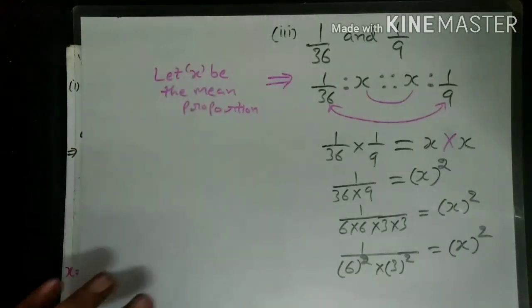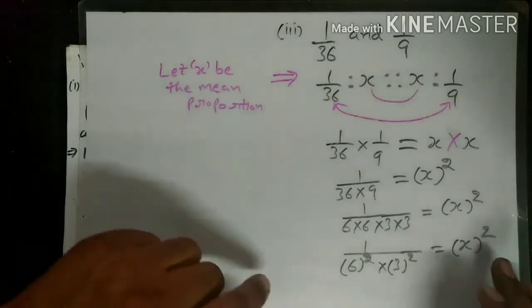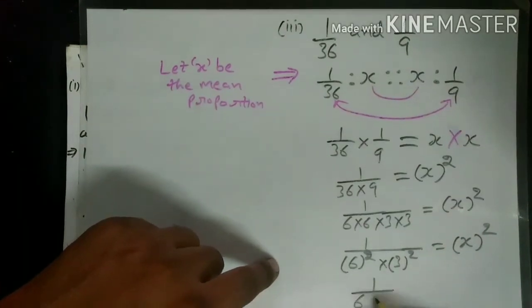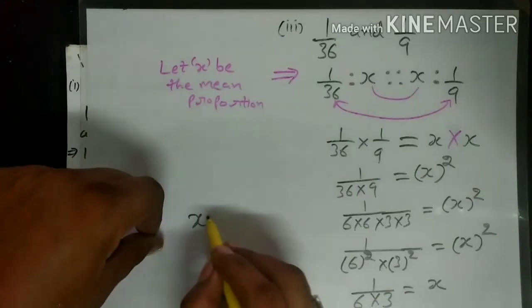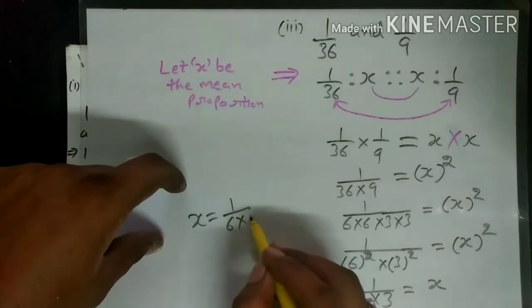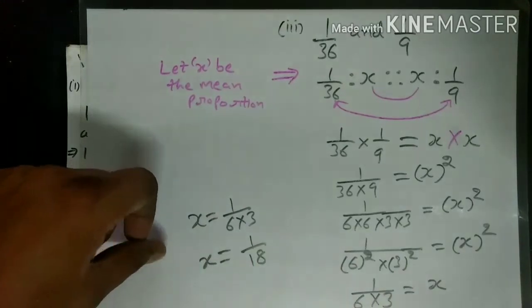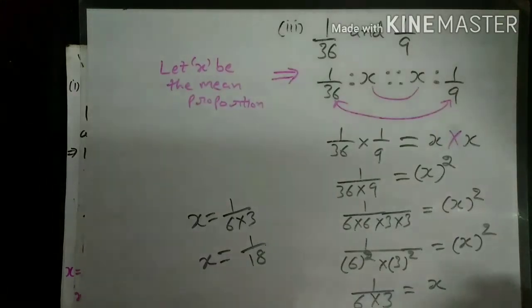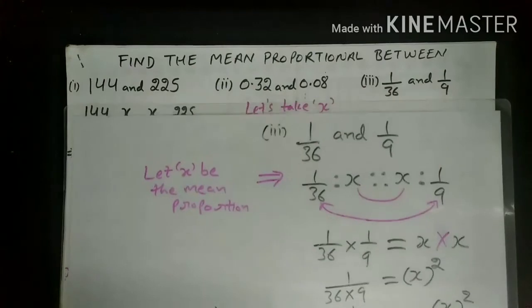Now what shall we do? Now we will skip all the squares. It means all the pairs. So I can write 6 multiply 3 is equal to x. So x is equal to 1 by 6 multiply 3, that is 1 by 18. So x is equal to 1 by 18. So in this way we have found the mean proportion for the third part.